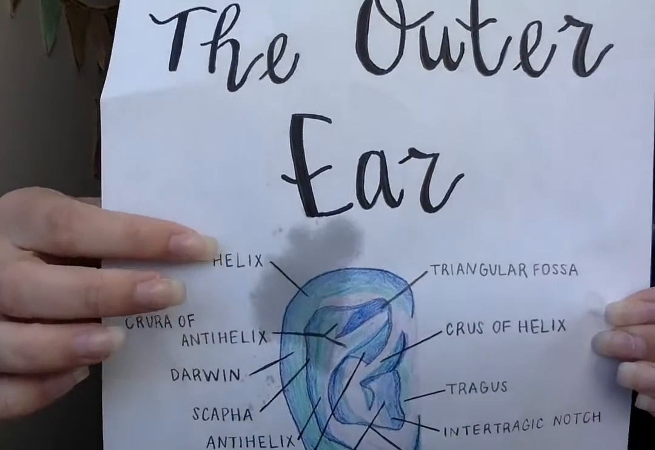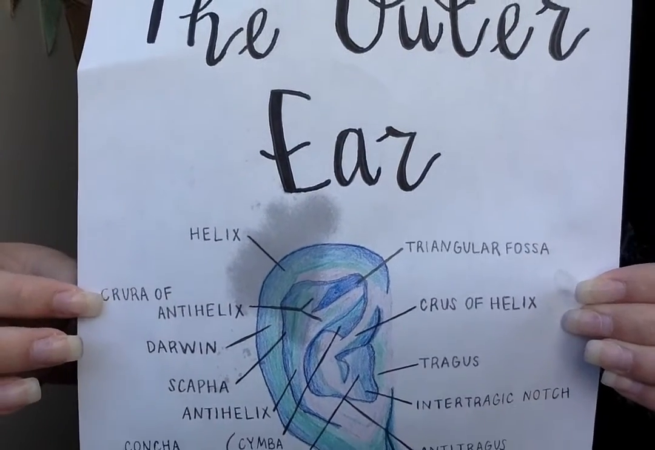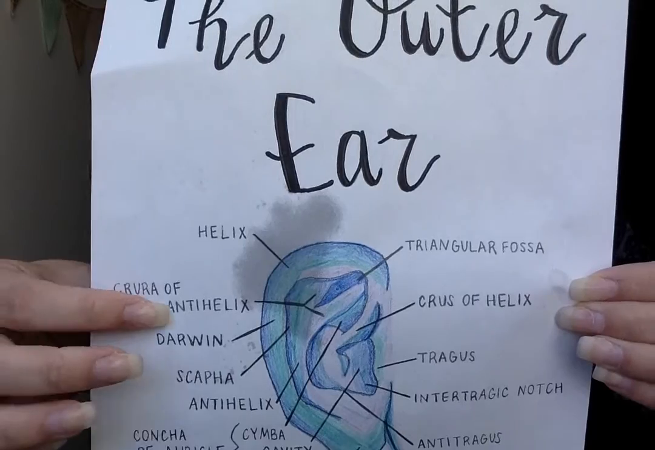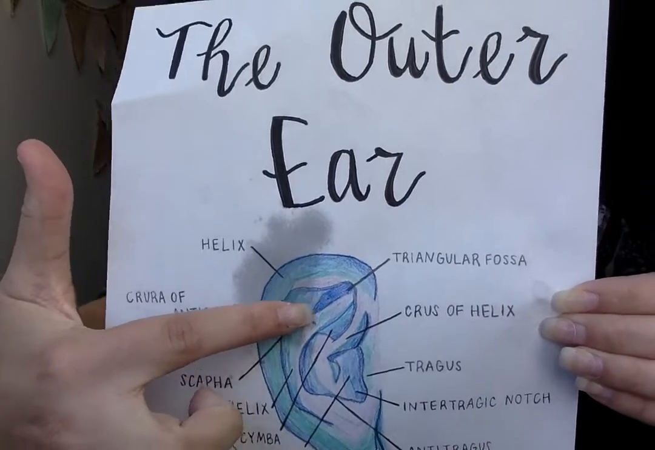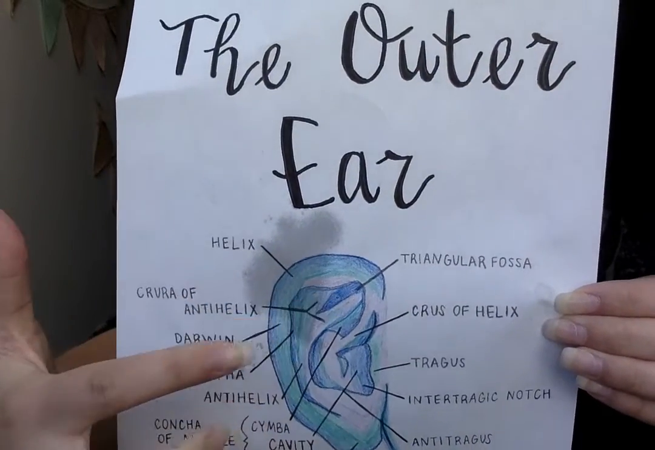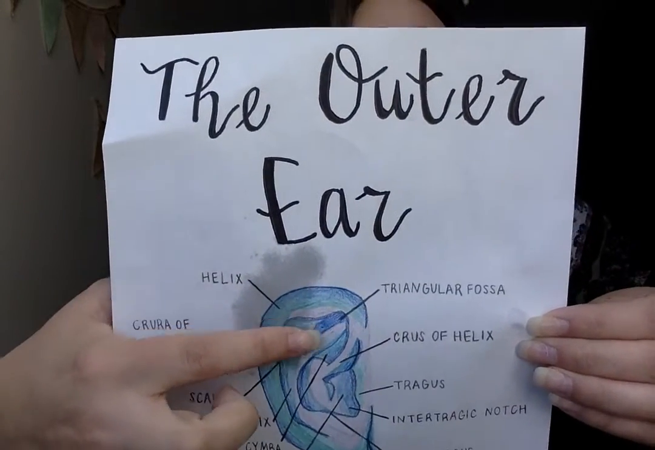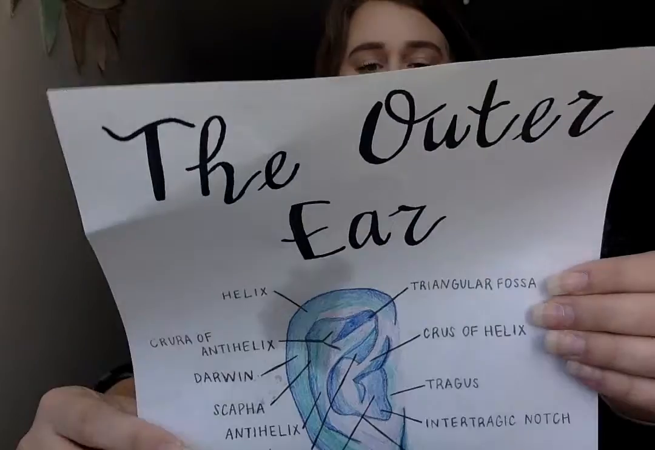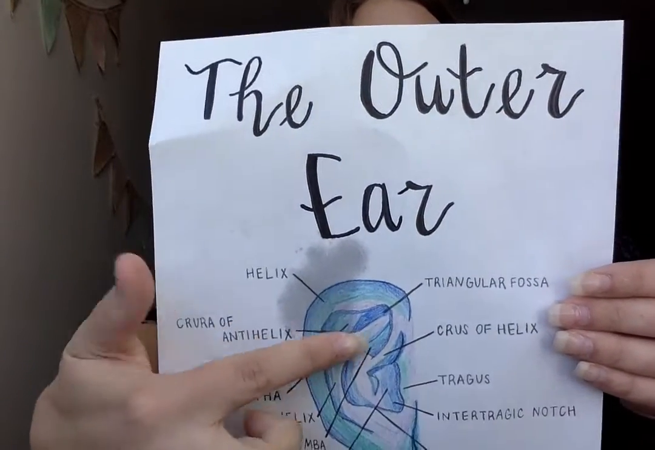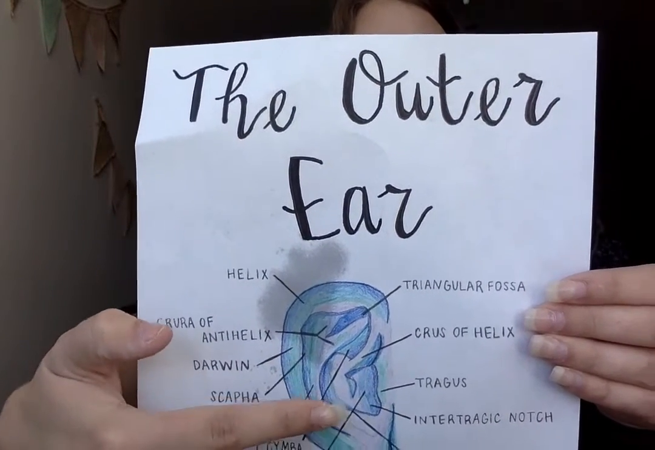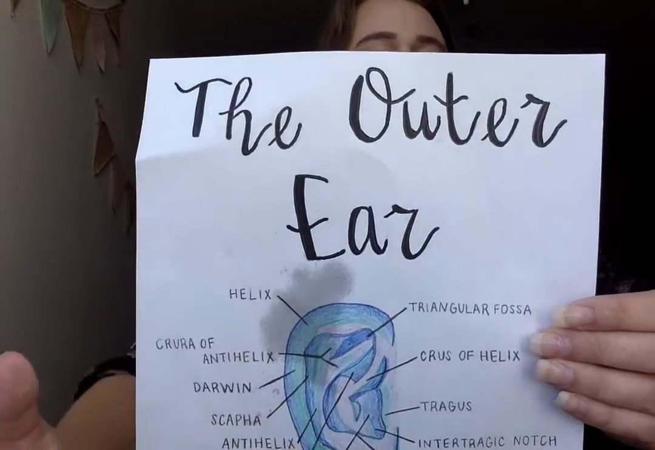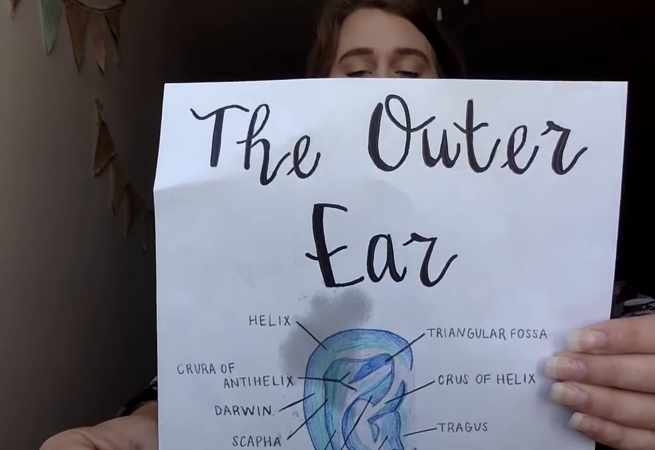Up here at the top, you can see the helix. It goes down into the crura of the antihelix, which is the little depression between the little V area right there. That is the V area, but the triangular fossa is the depression there in the middle. There's the crus of the helix right here. The tragus is right here. That might sound familiar because people get that pierced sometimes.